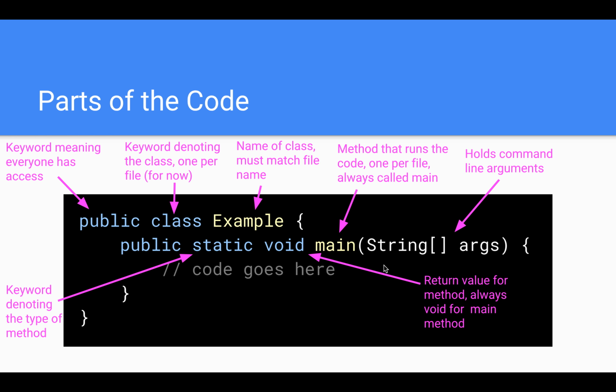And then this right here holds the command line arguments for the class. This notation right here means that this is an array, or a list, of strings, and we'll be talking about arrays in more depth in a later tutorial. But for now, just know that this is the list of command line arguments. And then this is just a comment. Any lines that start with // like that are comments.